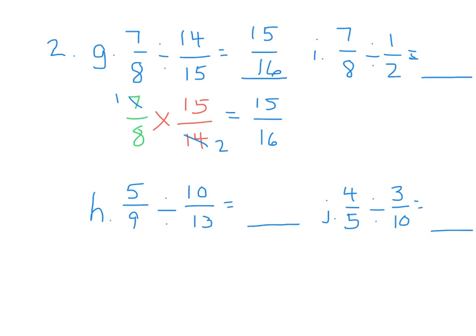For letter H, I'm going to copy 5/9. I'm going to change divide to times, change 10/13 to 13/10. And I can reduce before I multiply. And I wind up with 13/18. And I need to be sure and write that in my blank.